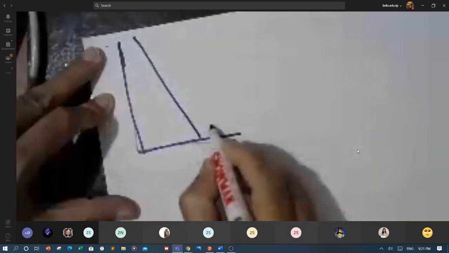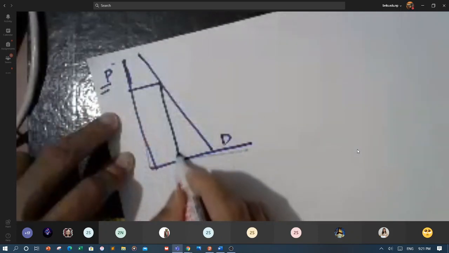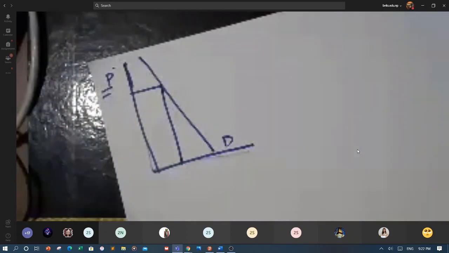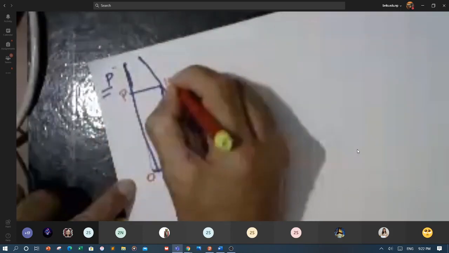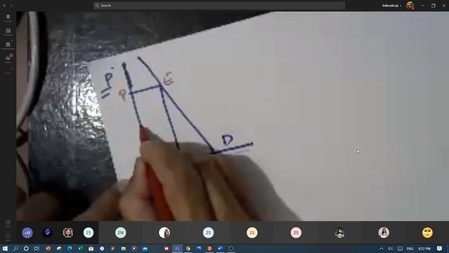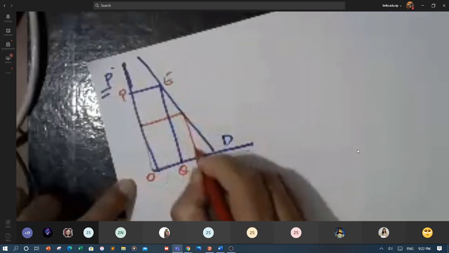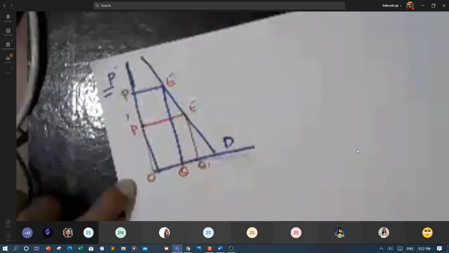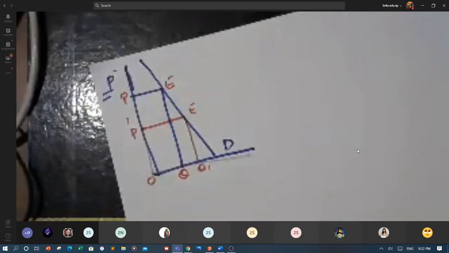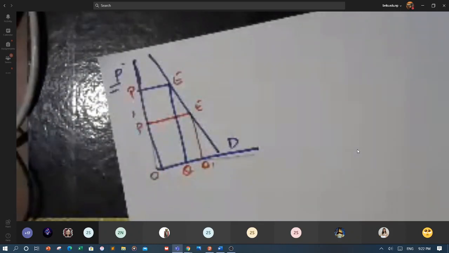Okay, this one is relatively less elastic. This is price. Let's check the area. This is one area, OPEQ. Let's decrease the price to OP dash, E dash, Q dash. When the price was OP, what was the total area? OPEQ, that is the total revenue.